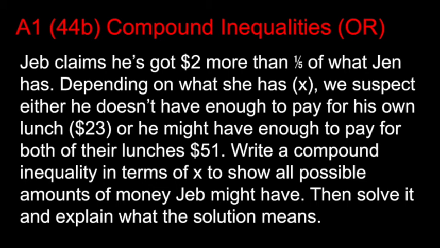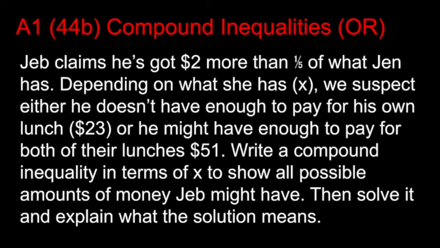Jeb claims he's got $2 more than 1/5 of what Jen has. Depending on what she has, X, we suspect he either doesn't have enough money to pay for his own lunch, or he might have enough money to pay for both of their lunches. Write a compound inequality in terms of X to show all possible amounts of money Jeb might have, then solve it and explain what the solution means.